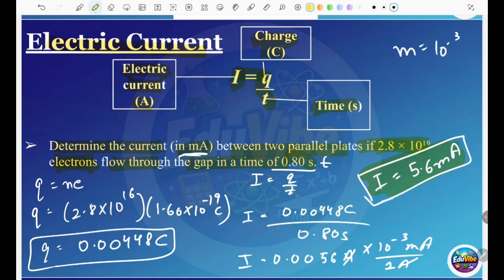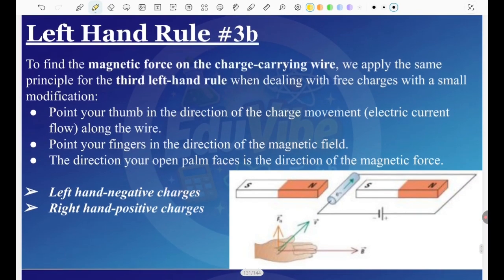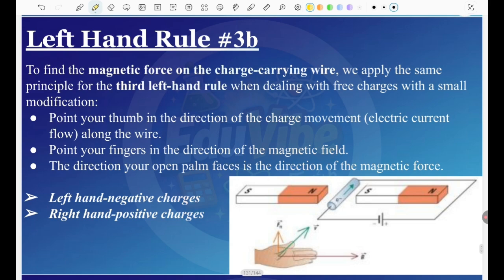But we can't stop at this type of thing anymore. We involve this current in the magnetic field. So this is just to refresh your mind on what current is and how we can use that current. Basically, we're doing this new topic in grade 12 physics: the left hand rule 3B. What's that? There's a small modification in this. The rest of all the things is the same.